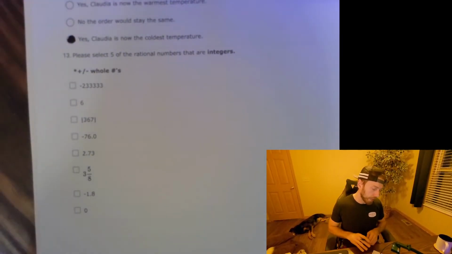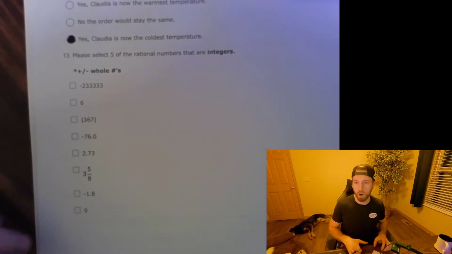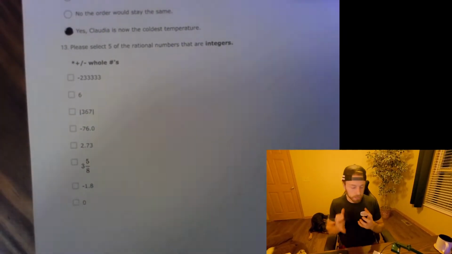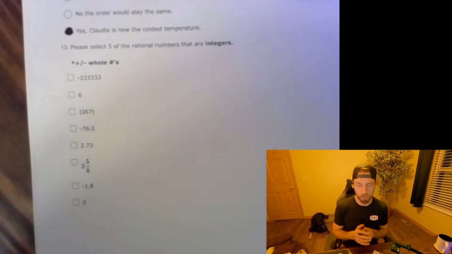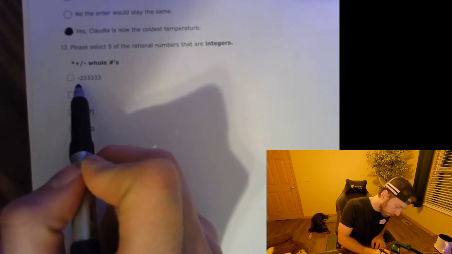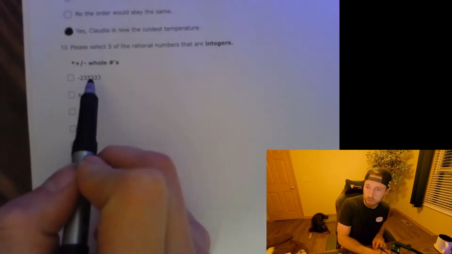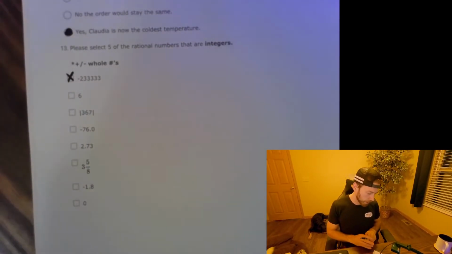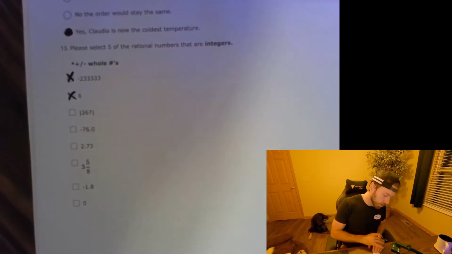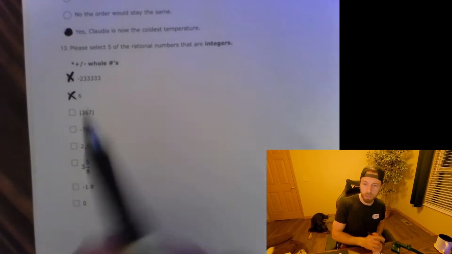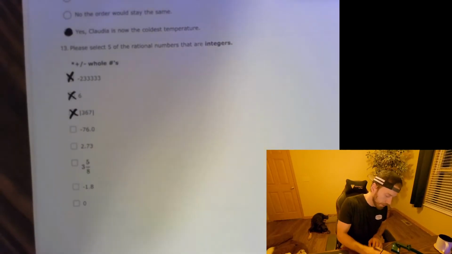Number 13, please select 5 of the rational numbers that are integers. We're looking for numbers that are integers here. Integers are positive and negative, what look like whole numbers, right? No fractions, no decimals. So -233,333. That's an integer. 6 is definitely an integer. It's like a regular number we know. The absolute value of 367 is 367. So yeah, that's an integer.